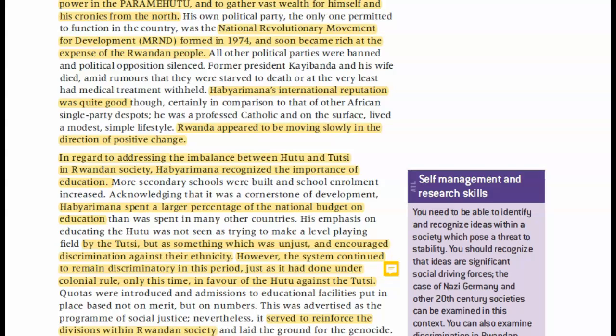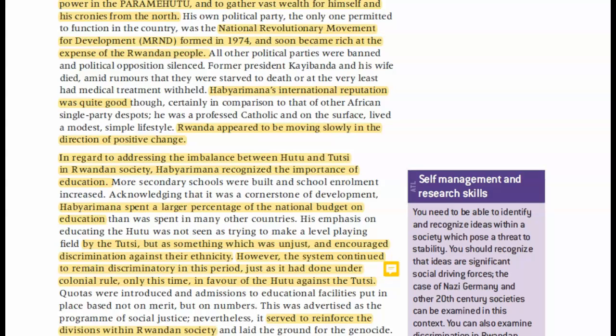So his emphasis on educating the Hutu was not seen as trying to make a level playing field by the Tutsi. The Tutsi did not see this as him trying to balance the situation out. Remember previously, when we had the Belgians in control of the country, they were really focusing their education on the Tutsi. He's going to be focusing on building up the Hutu. But this is going to be seen as something that's unjust by the Tutsi. He's going to encourage discrimination based on ethnicity.